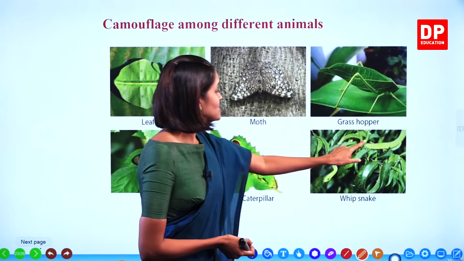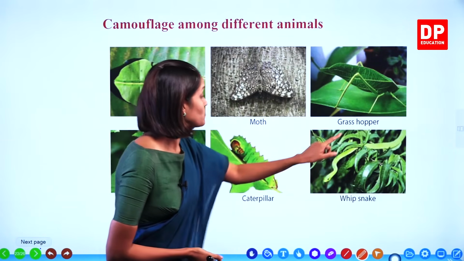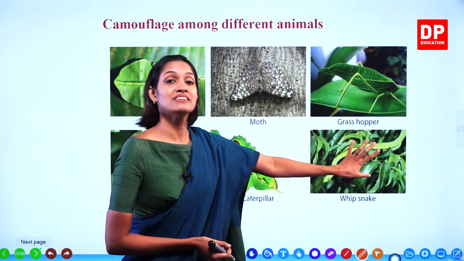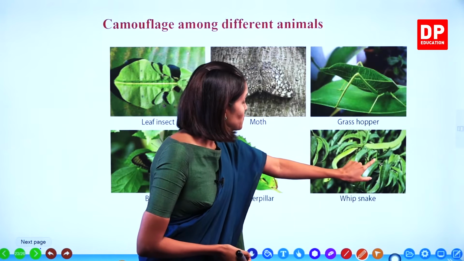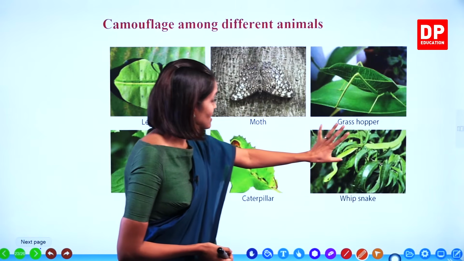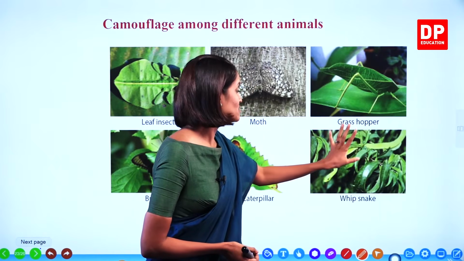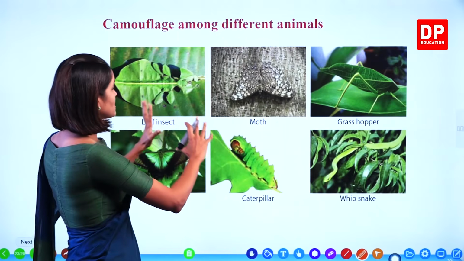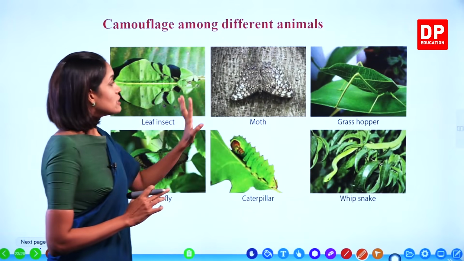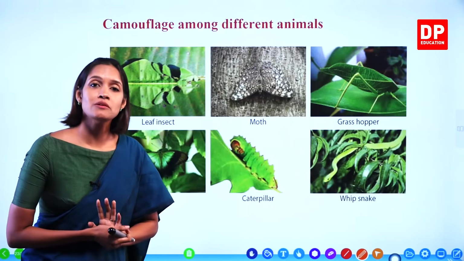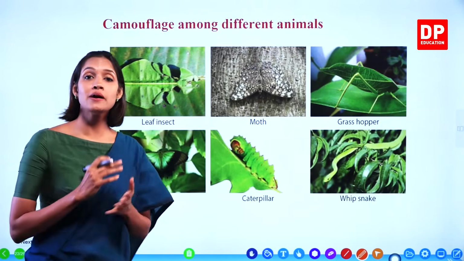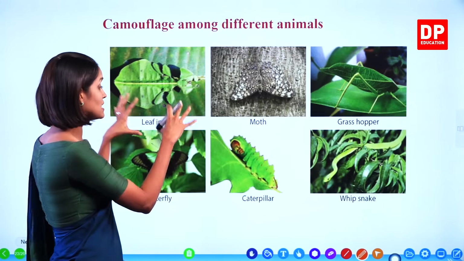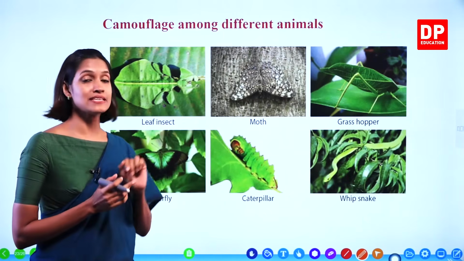What about this? This is a whip snake. Now whip snake is green in color. A small snake with green color, right? So when it creeps among these other environments, what happens? You can't spot them easily. But remember, when it comes to all these other animals, this feature of camouflage is very important for them to protect themselves from their predators. Okay, so the other animals that come to feed on these animals can't spot them at once.